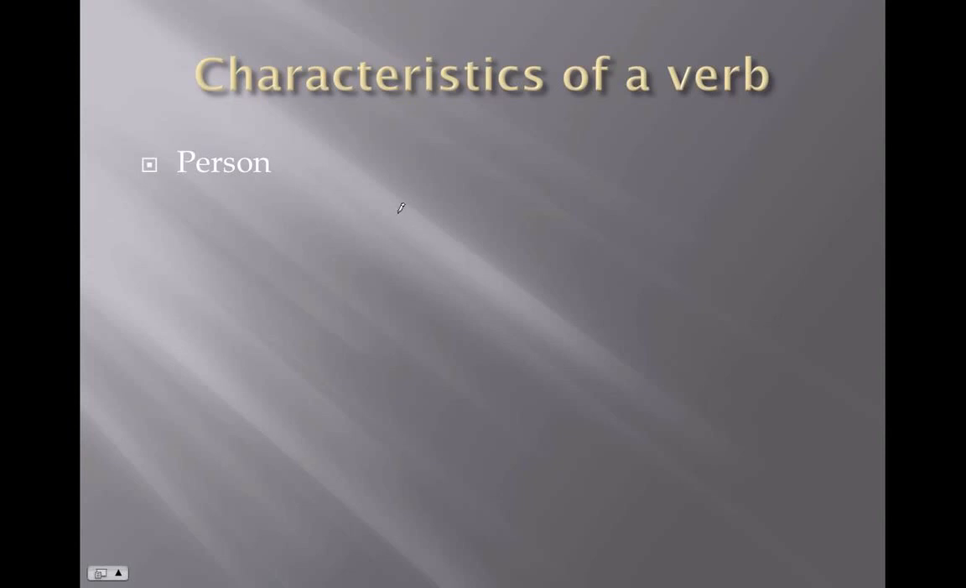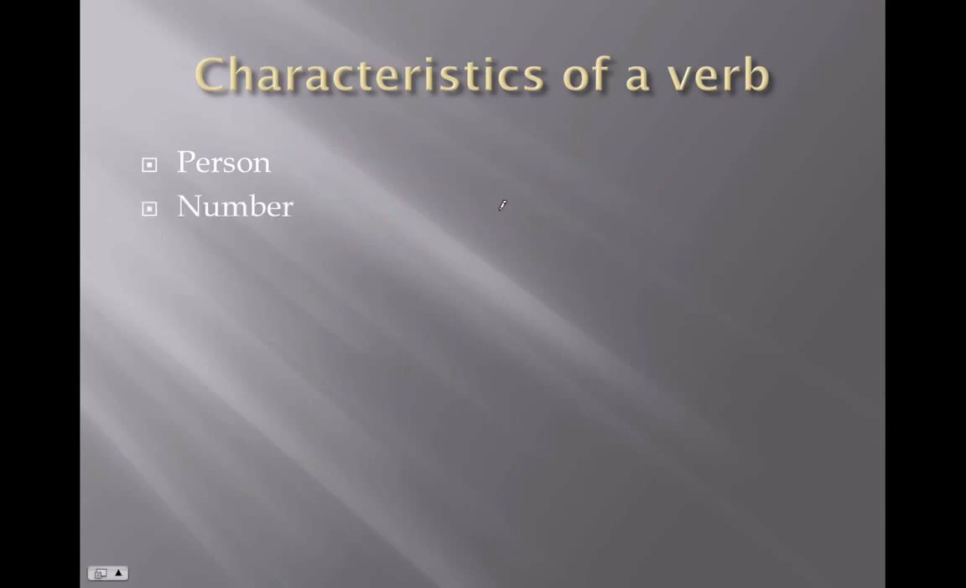Now, the first of those characteristics is person. And if you remember from any of your English classes, person refers to who's doing the action, and we refer to these as first person. That's the I or we. The second person, that's you, either singular or plural. And the third person, that's he, she, it, or, in the plural, they. All right, so every verb, when you look at it, you'll be able to know exactly who's doing the action, whether it's I or we, you, and so on.